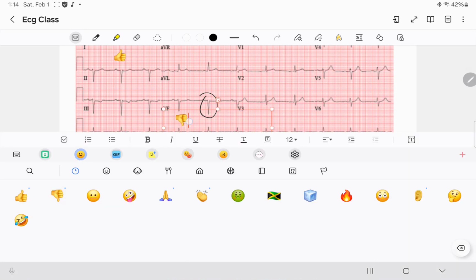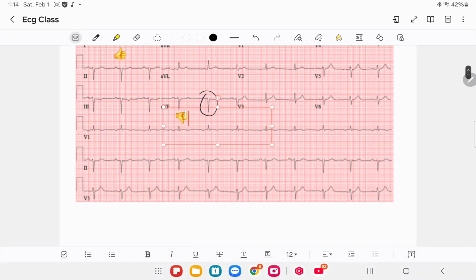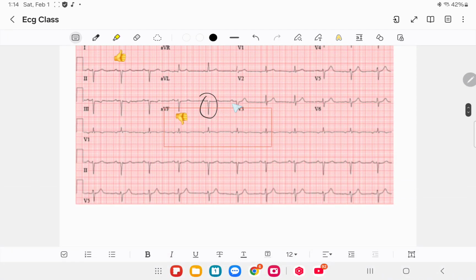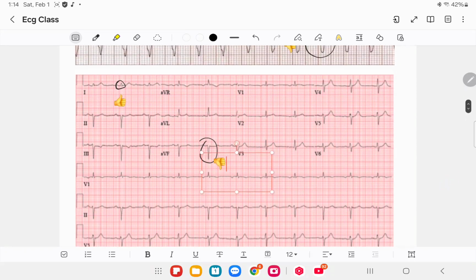Thumbs down, right? So remember the rule we said. If, hold on, I'm trying to move it over here. Okay, cool. So the rule was, if you have a thumbs up and a thumbs down, you're going to go in the direction of the thumbs up. So you're going to ignore the thumbs down, you ignore the negativity. So therefore, if your left thumb is up, it means it's left axis deviation. So we can draw it on the diagram again too.